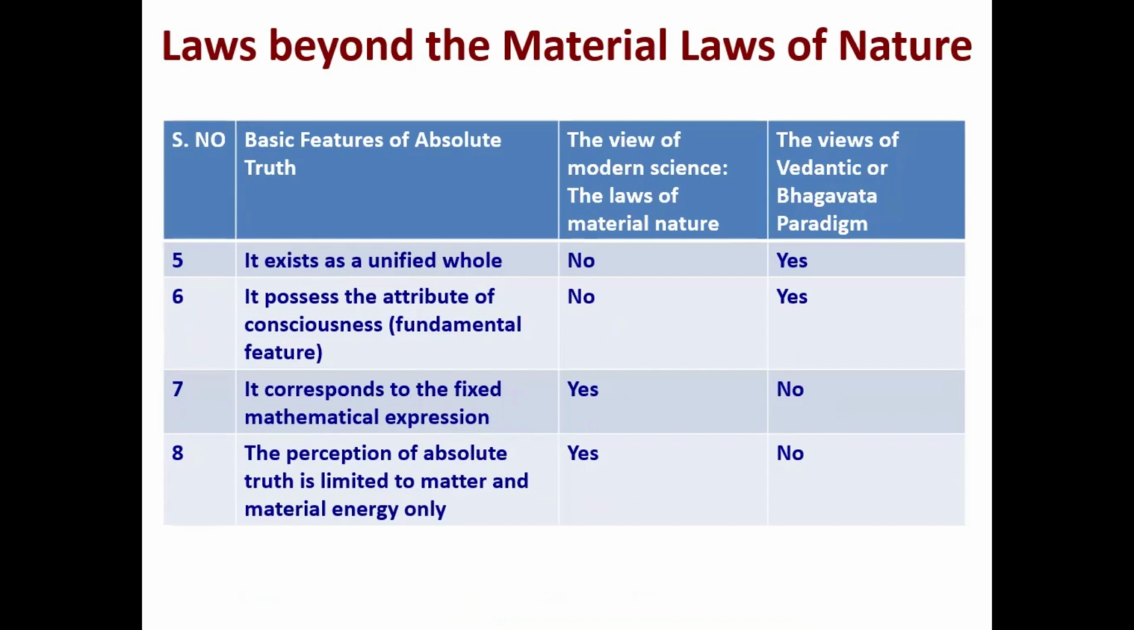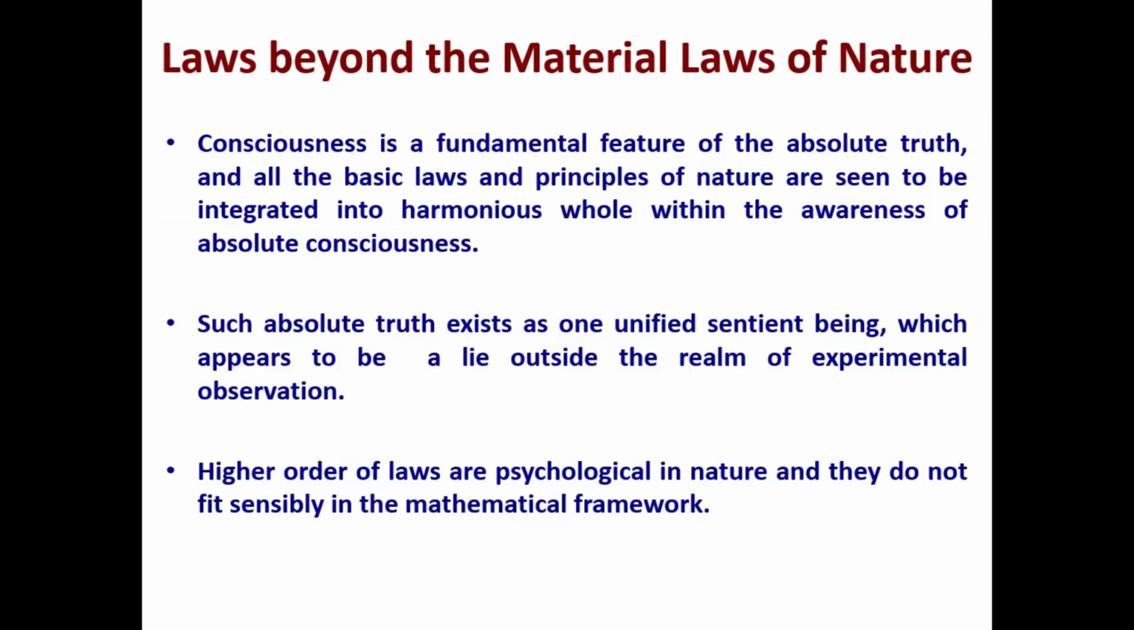It possesses the attribute of consciousness. Consciousness is the fundamental feature of the absolute truth, and it is accepted by the Vedantic paradigm, but not modern science. And it corresponds to a fixed mathematical expression. Modern science thinks that, yes, it has to be a mathematical expression, but the Vedantic perspective doesn't agree. So the perception of absolute truth is limited to matter and material energy only. But in the Vedantic paradigm, consciousness is a fundamental feature of the absolute truth, and all the basic laws and principles of nature are seen to be integrated into a harmonious whole within the awareness of absolute consciousness.